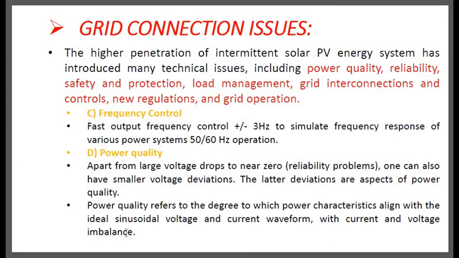current and voltage imbalance. So power quality is the major issue during the grid connection of the solar PV system, because it is hard to maintain voltage fluctuation, frequency deviation, and also the continuous power supply to the grid from the PV system. So these are the major grid connection issues.